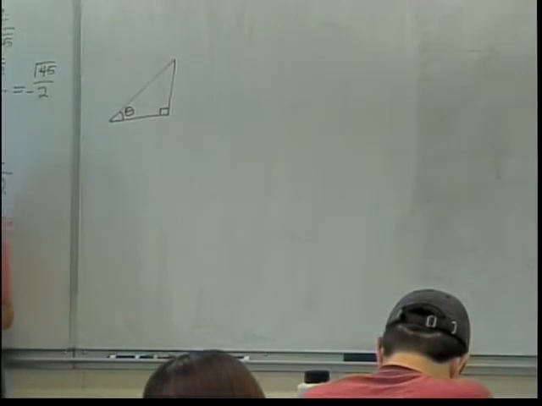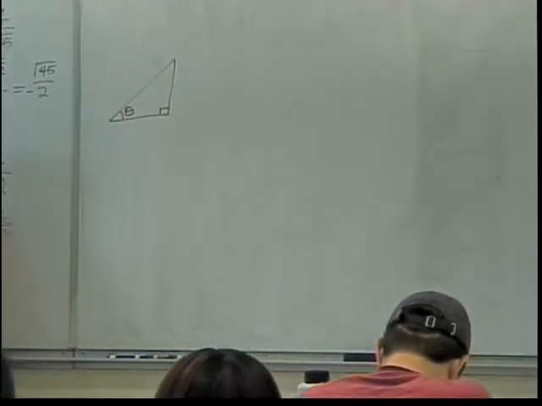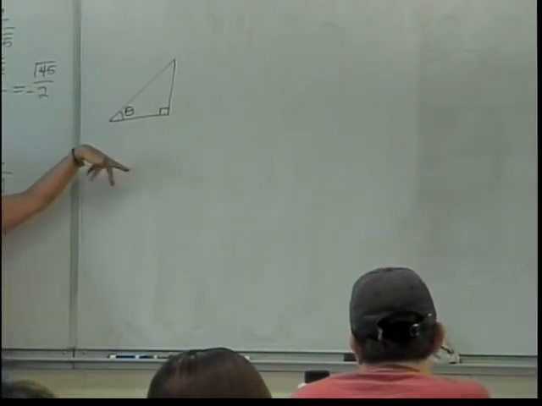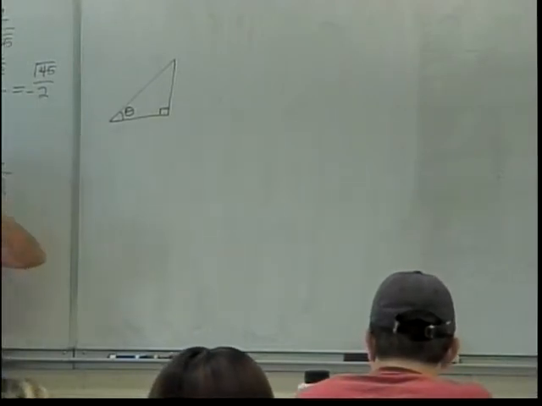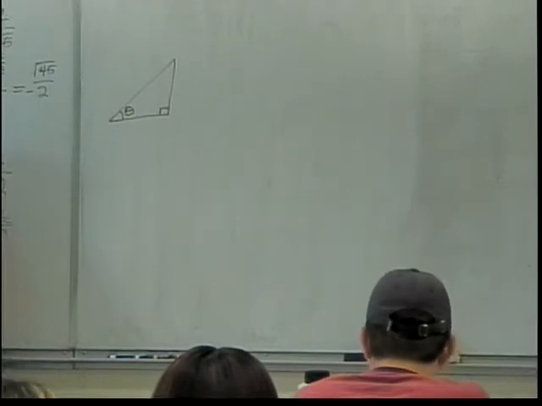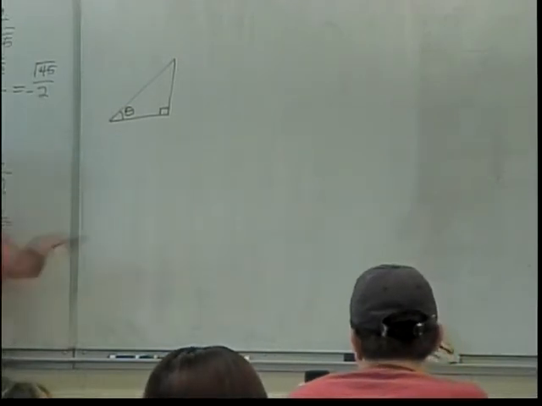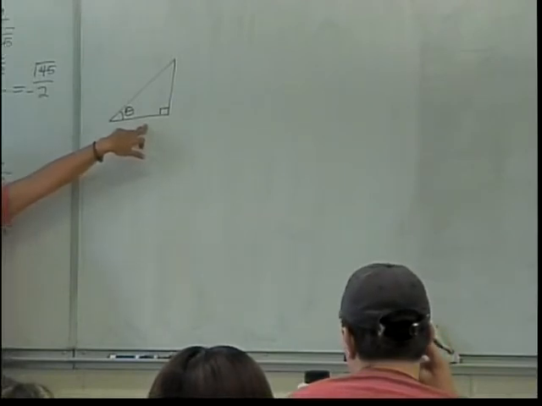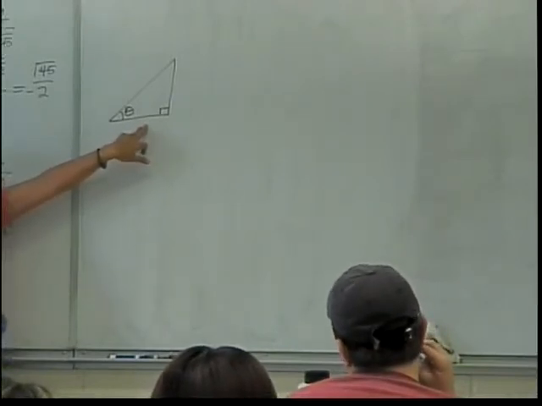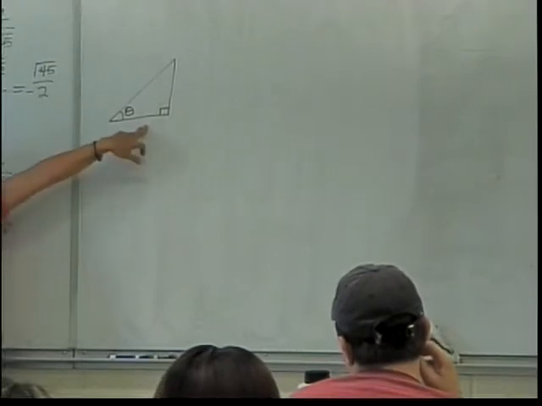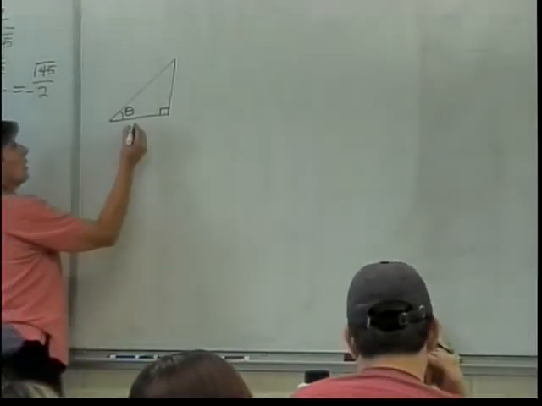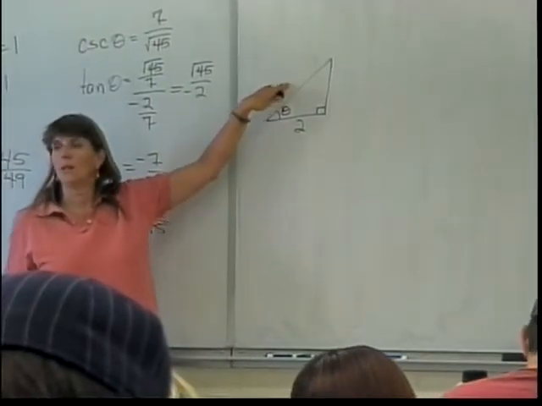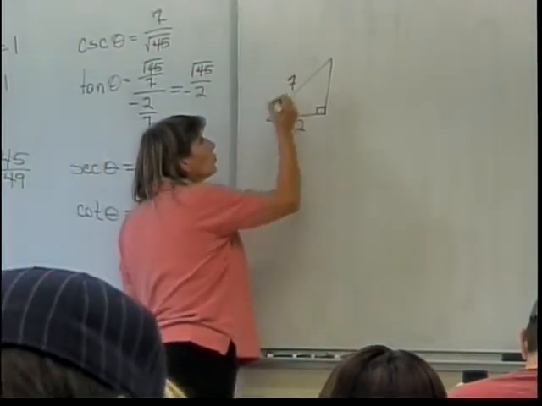Now I'm told that the cosine of theta is -2/7. So what does that mean in terms of sides of my triangle? Adjacent and hypotenuse. What's the adjacent side? The bottom one. Okay, what's the number that I put there? No, I cannot put a negative number on a side. Lengths can't be negative, so what do I put there? 2. Here's my hypotenuse, what do I put there? 7.